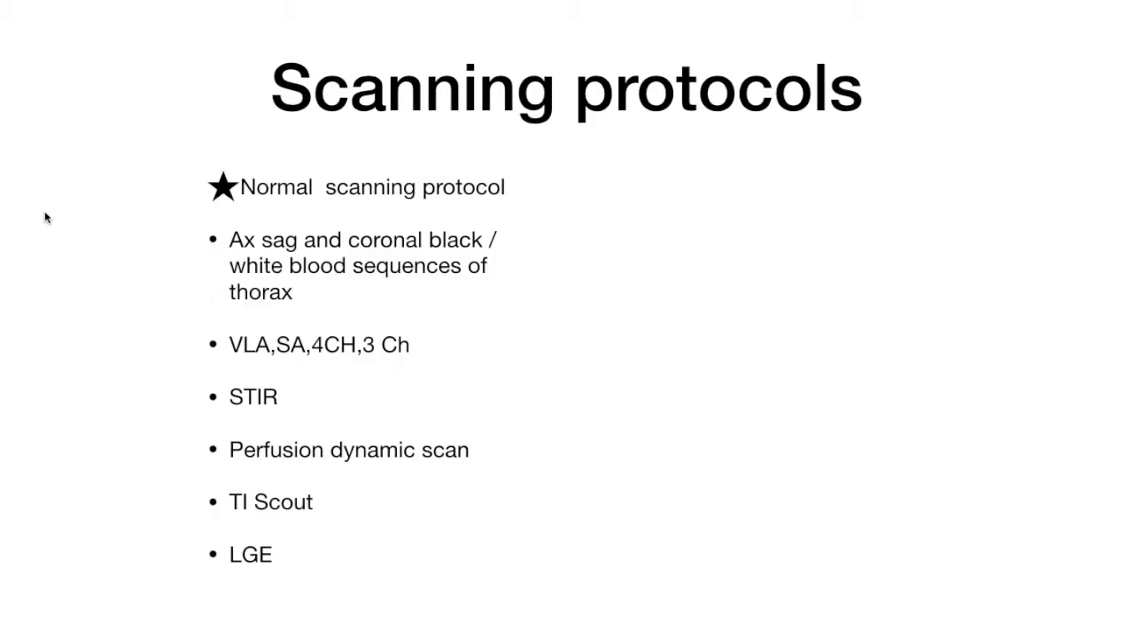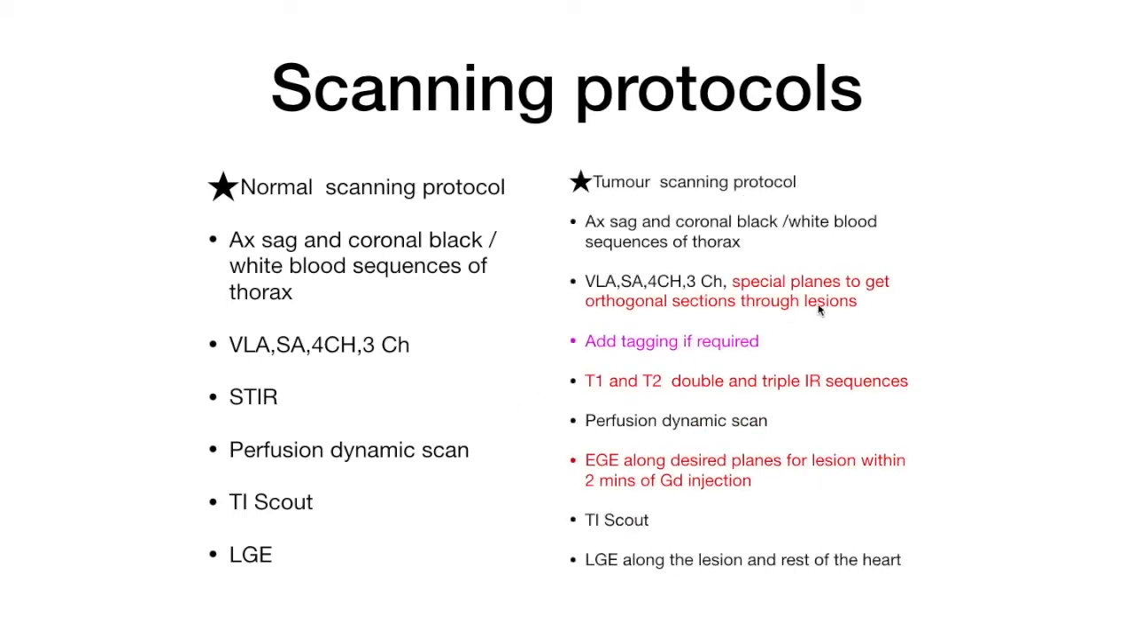Moving forward to the scanning, which requires few changes associated with mass lesion evaluation on CMR. The routine sequences, as we all know through all our previous lectures, need a small modification in cases of cardiac mass evaluation, which is addition of a special plane to suit the orthogonal sections of the cardiac masses. We can add tagging to see whether there is any pericardial adhesion. T1 and T2 double and triple IR sequences for better lesion evaluation, and add an early gadolinium enhancement scan with TI value of 500. With all preparations in mind, make the patient comfortable on the gantry and start the scan.